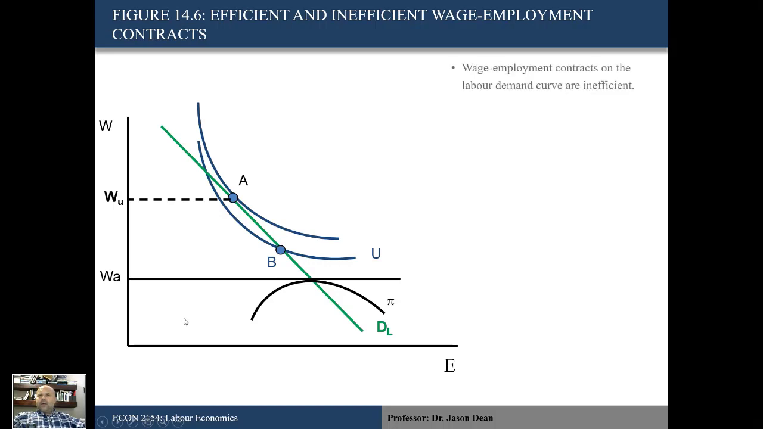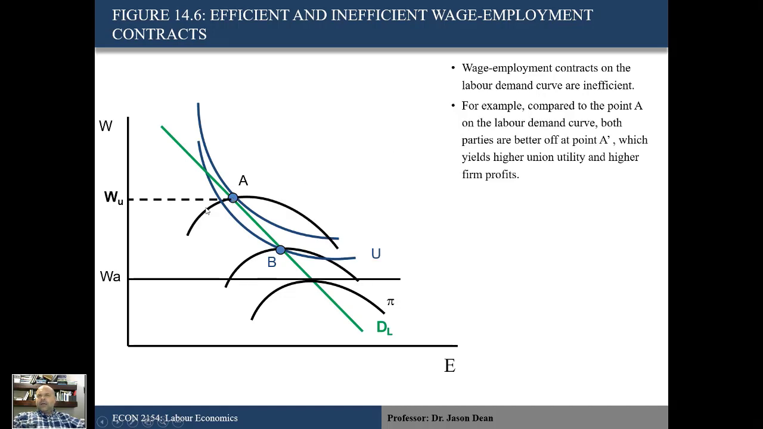Now, if we look at the wage and employment contracts along the demand for labor curve, we can see that all of these will be Pareto inefficient. Why is that? Let's consider first point A. At this point, we would have the firm's isoprofit curve. Now let's look to the right. Are there any wage and employment combinations that would make both parties better off, or at least one better off without making the other worse off? We can clearly see that there are.